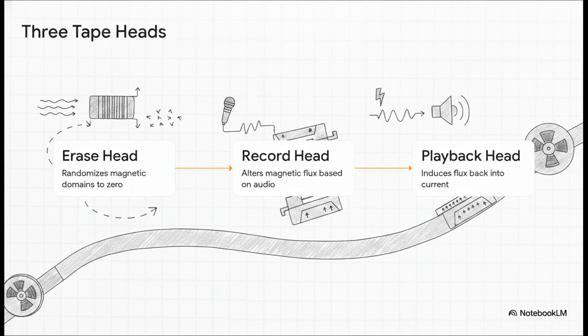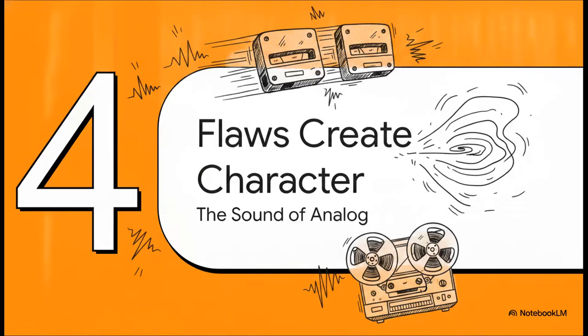First up is the erase head. It uses a high-frequency bias to completely randomize those magnetic domains back to a 0 state. Next, the record head alters the magnetic flux based on whatever audio you're feeding into it. And finally, the playback head induces that magnetic flux from the tape back into an electrical current so we can actually hear the playback. Which brings us to Section 4, the flaws that create character, the sound of analog.